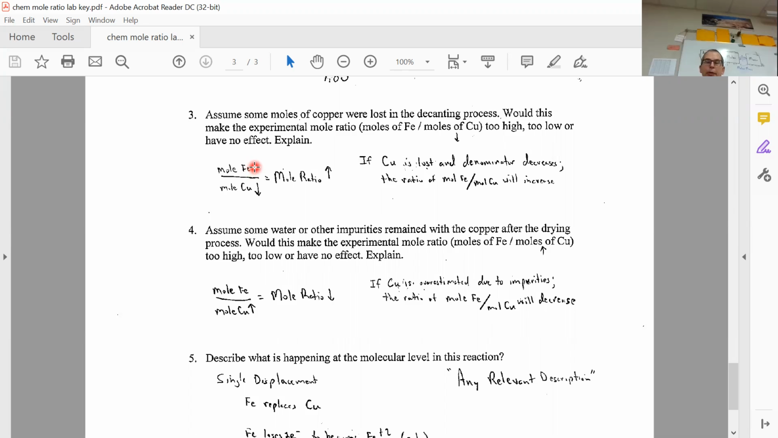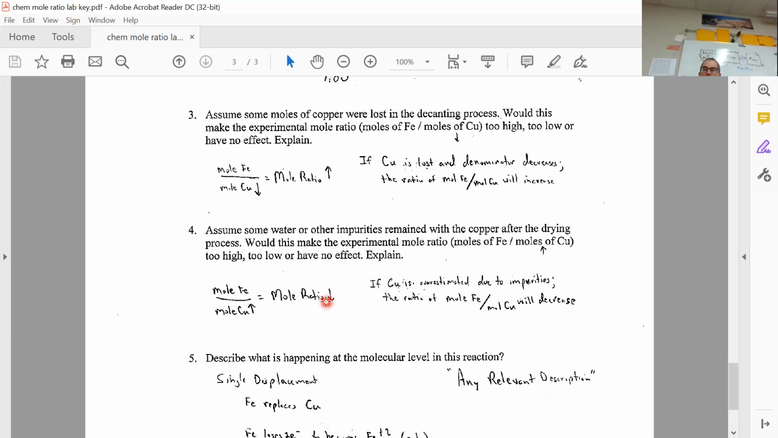Okay, you see the opposite effect with the other possible mistake, which is not washing it enough. So if you don't wash enough, you probably got some impurities on there, okay? Some iron chloride or copper chloride or whatever. So you get the opposite effect. Your moles of copper is too big because you have other stuff with it. You're overestimating it, which makes the denominator too big. It makes your mole ratio too small.